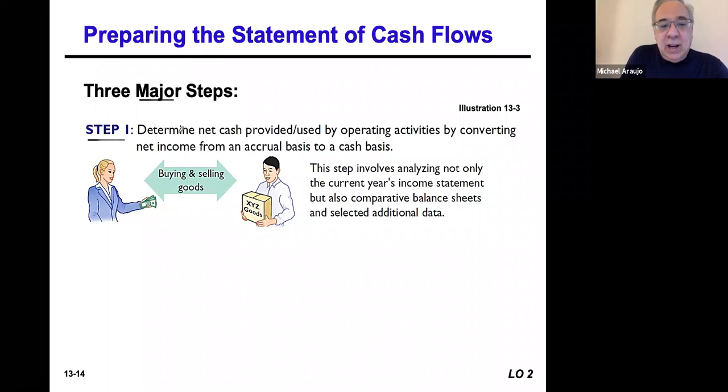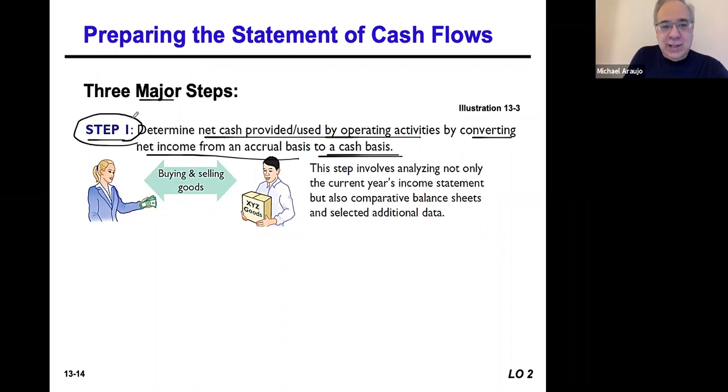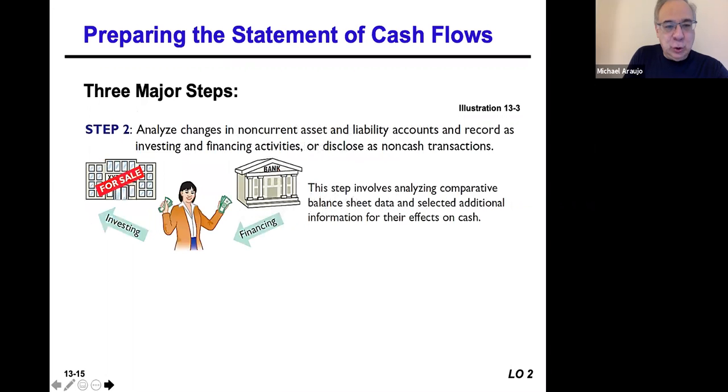But anyway, first we need to determine the net cash that is provided or used by the operating activities of a business. And how do we do that? We're going to convert our net income, which we did on an accrual basis, over to a cash basis. And so this is going to be, for most of you, the trickiest spot of the lesson. Right here, step 1.